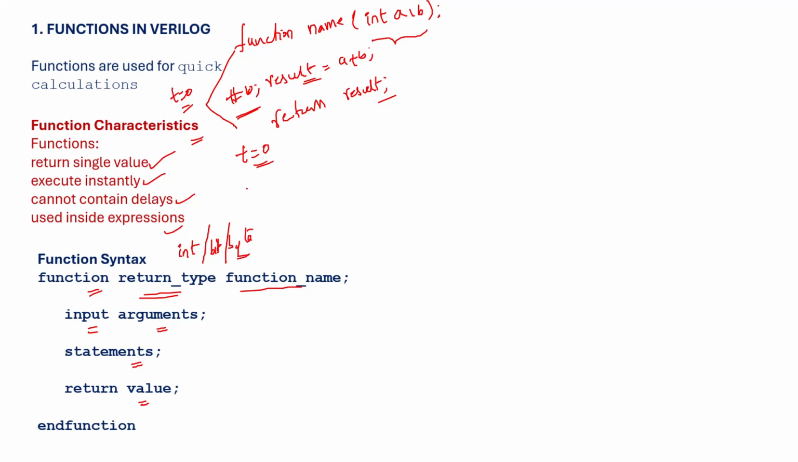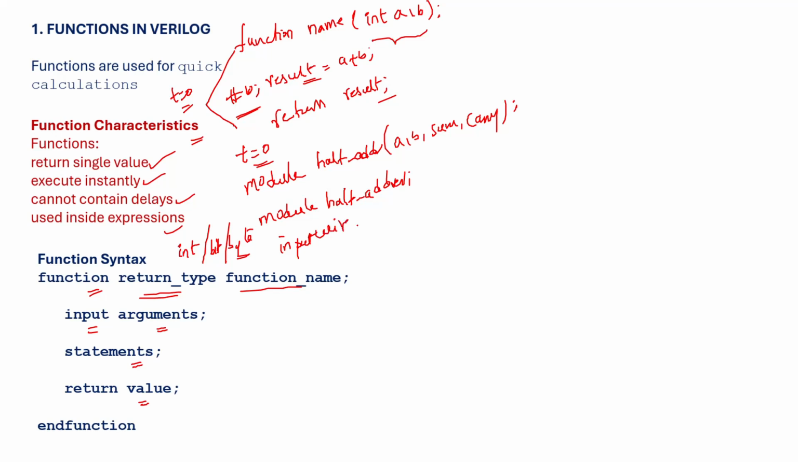How are we writing the module? Suppose module, some half adder you mention. Inside that you write a comma b comma sum comma carry. This is correct. Or you write module half adder and then write the inputs here: input a comma b, and then output sum comma carry. In this way I have written. This is also correct.